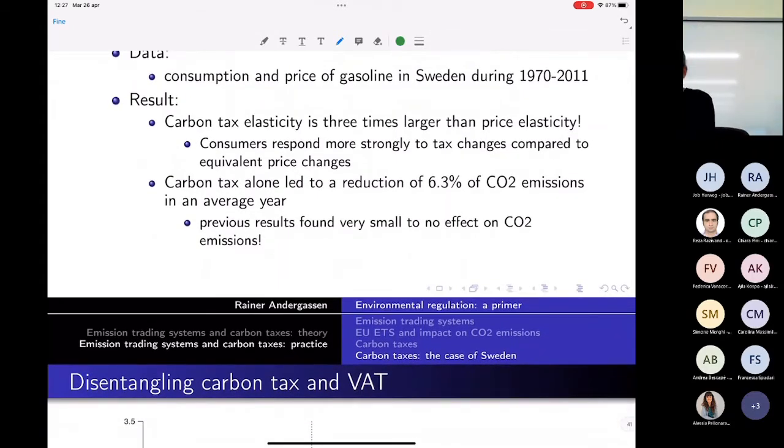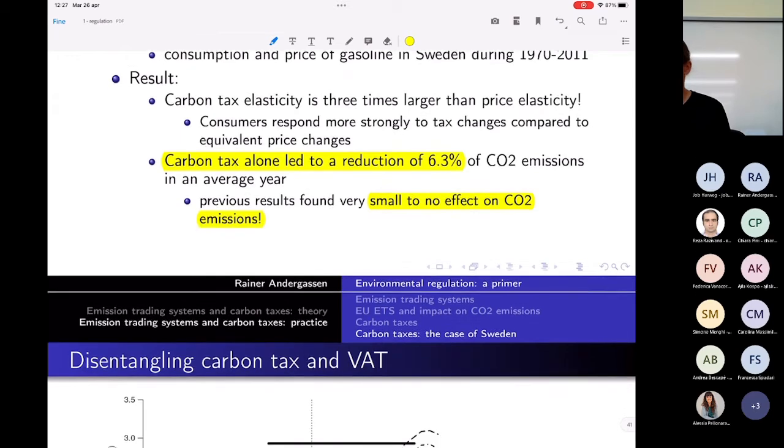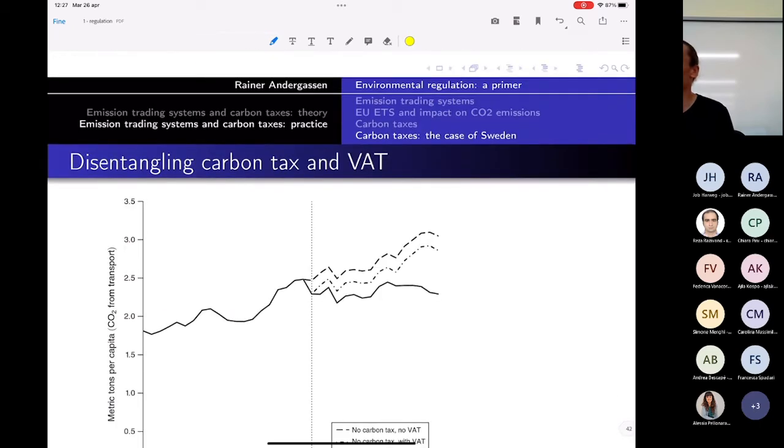What the authors found in particular is that the carbon tax alone led to a 6.3% reduction in CO2 emissions in an average year, while previous results found small or no effect on CO2 emissions, clearly because of a different methodology. Then again, you can either believe or not believe the data, and you should always be critical. That's very okay, because as I mentioned before, it's well documented.